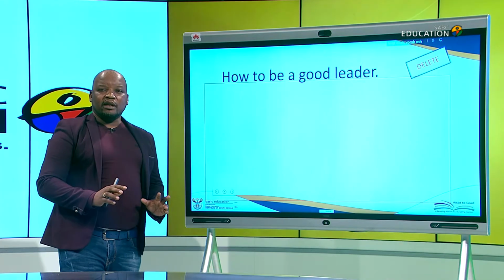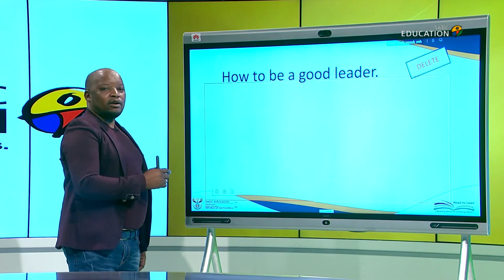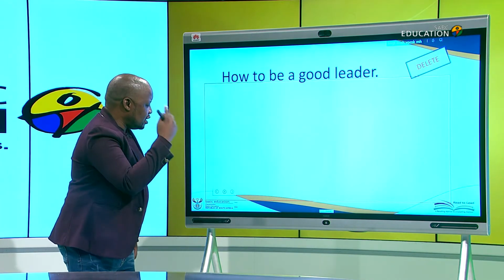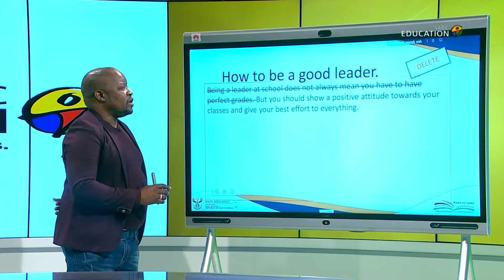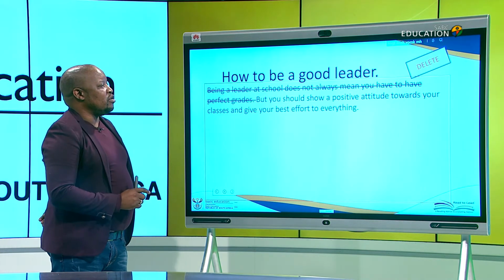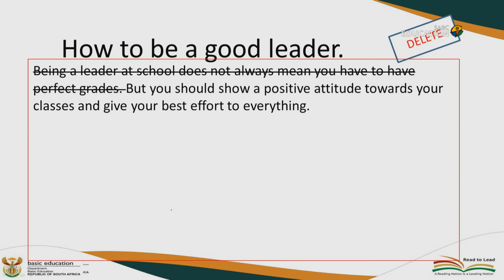Now, remember we're saying we are going to delete. How to be a good leader. Remember to have the question in mind always. The first line says, being a good leader at school does not always mean you have to perfect your grade. This does not speak to the question, how to be a good leader. That's why you have to cross it out, delete it, remove it. Remember in the exam you're allowed to have your red pen. You might use a red pen there to show that this is one of the facts that you're not even going to consider when you start writing your final piece.